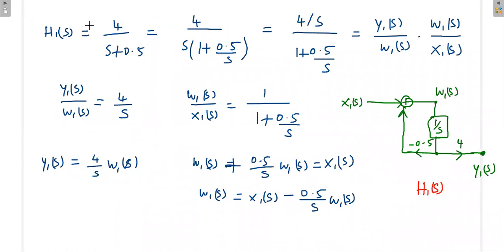Okay, say in case of H1(s), we are having that format: 4 into 1 by s, again 1 plus 0.5 by s. So X1(s) is going this way, then W1 is the temporary variable. Now we are using one integrator here. The coefficient with the negative sign is utilized in the input side, that is minus 0.5. This 4 is used directly in the output side.